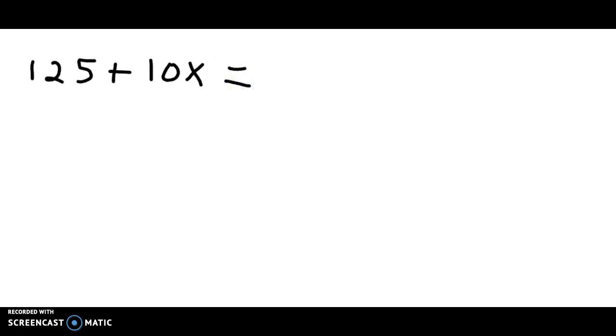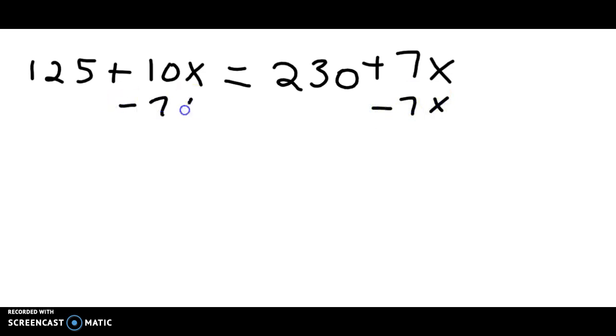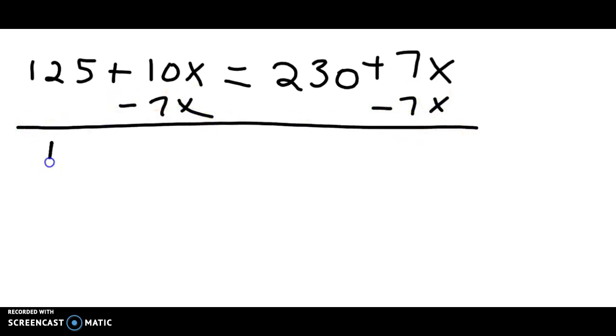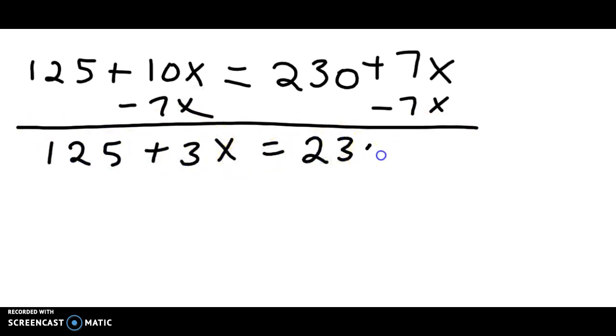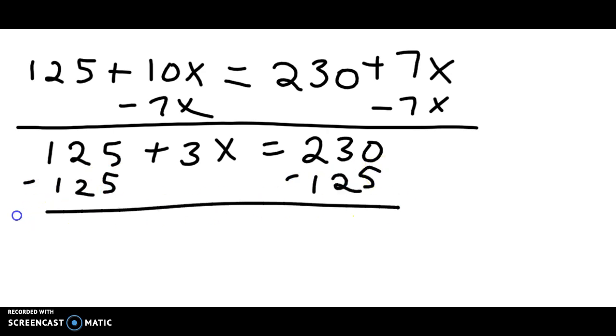So I want to make them equal. So 230 plus 7x. So we have variables on both sides. Let's subtract 7x to get those variables together. And you get 125 plus 3x equals 230. Now we want to get the constants to one side, so let's subtract the 125. So variables on one side, constants on the other.